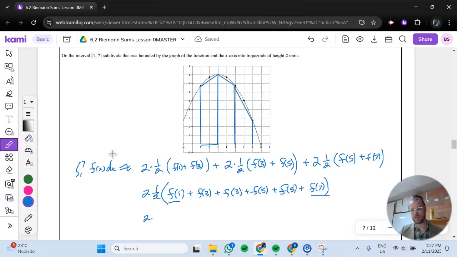We're going to get our width multiplied by 1/2, and then we're going to say f of our 2 endpoints, so f of 1 plus f of 7, plus 2 times f of 3 plus f of 5. Basically, all of the ones that are not endpoints are what's going to go there.